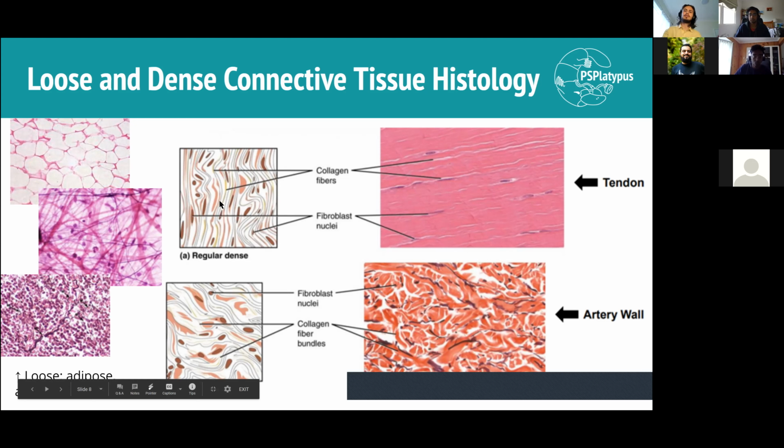And then onto that regular and irregular dense tissue. So you can see here this regular parallel orientation of fibers in this tendon. And then in this artery wall, we can see that we've got the fibers running in lots of different directions, and that's causing that multi-direction tensile strength. And you can see fibroblasts, remember those specialized cells that secrete extracellular matrix, particularly fibers, in these images, both in these pictures and in these proper images.